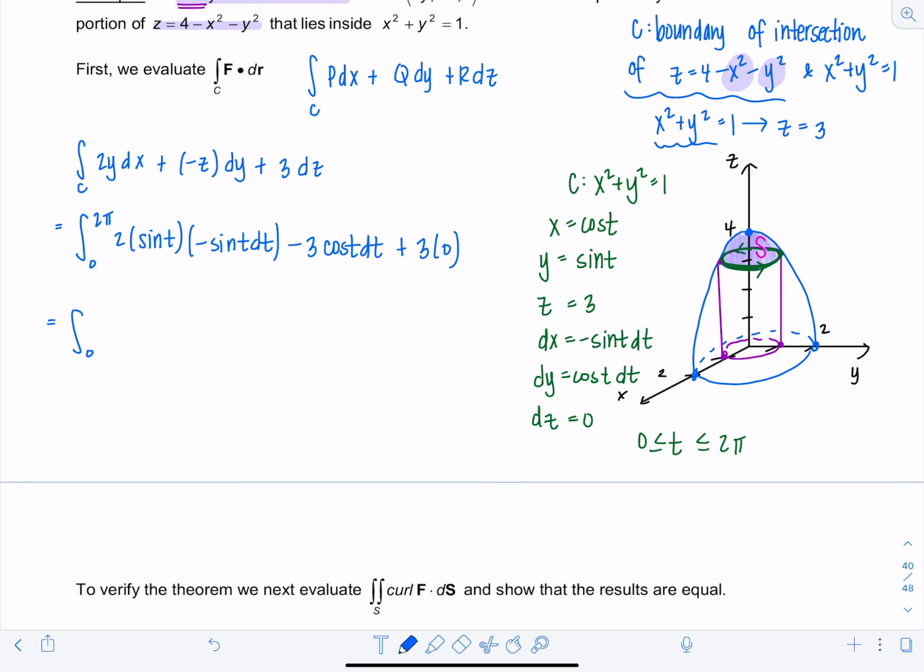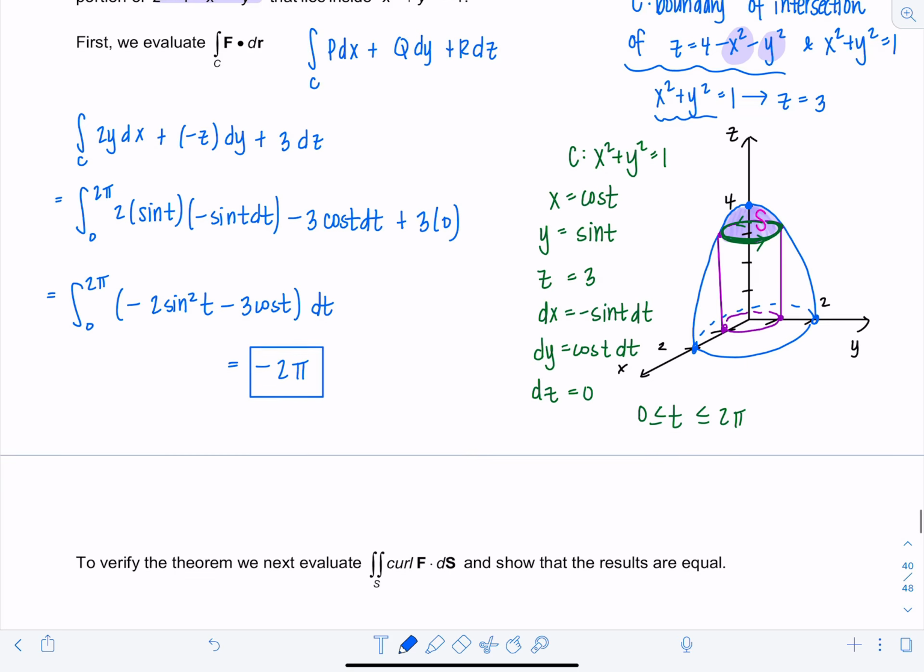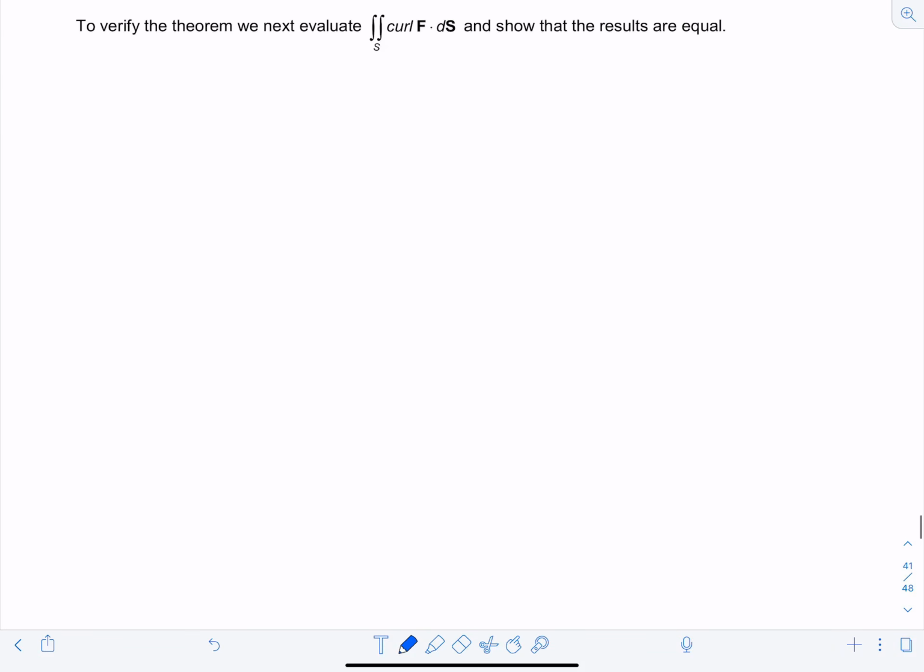So what are we left with? Integral from 0 to 2 pi. The first term is going to be negative 2 sine squared t minus 3 cosine of t dt. And then I'll let you verify this comes out to negative 2 pi. Okay. Just need a little half angle identity for that sine squared, and the rest is smooth sailing. Okay, but we need to verify Stokes' theorem. So next I'm going to evaluate the surface integral and show that the results are equal.